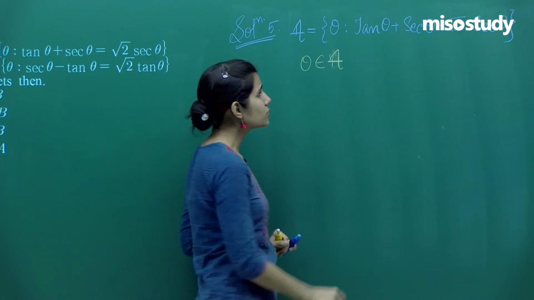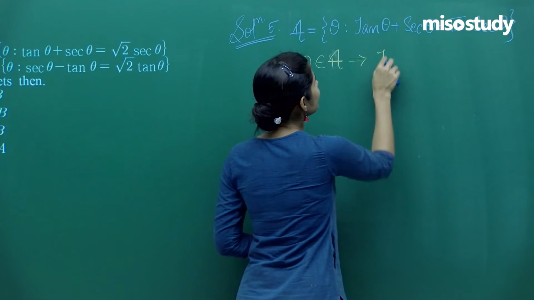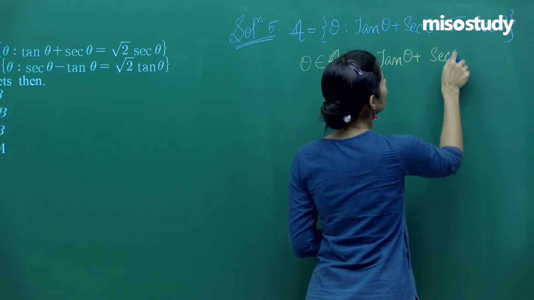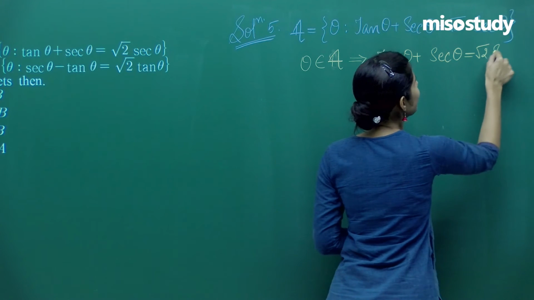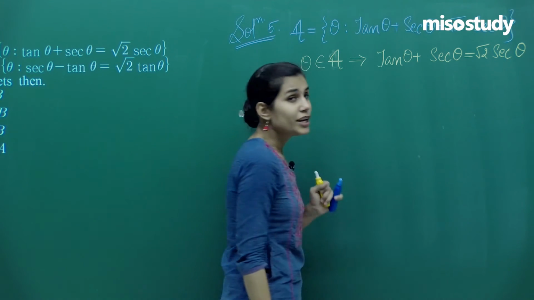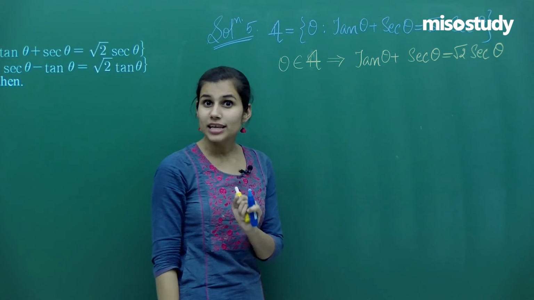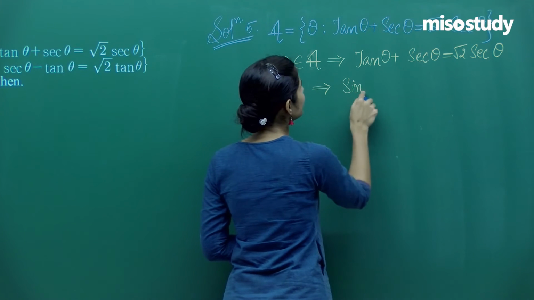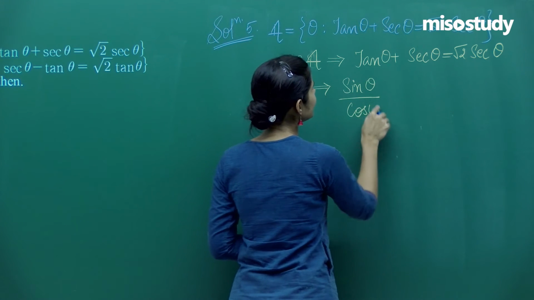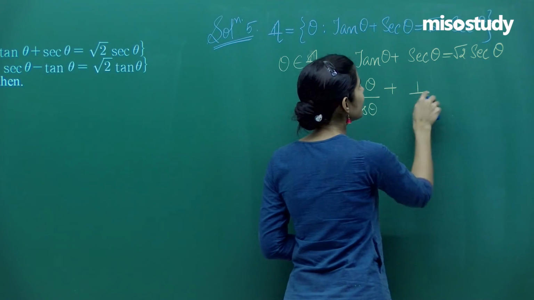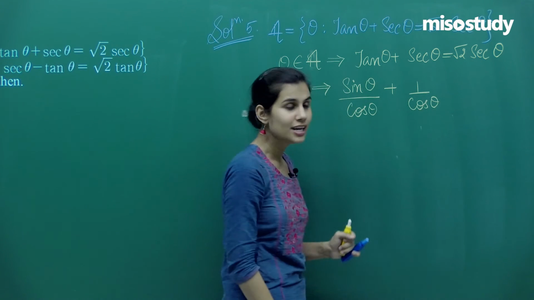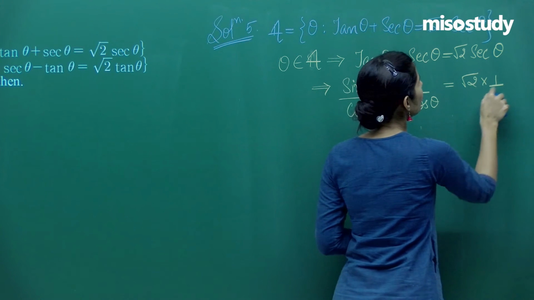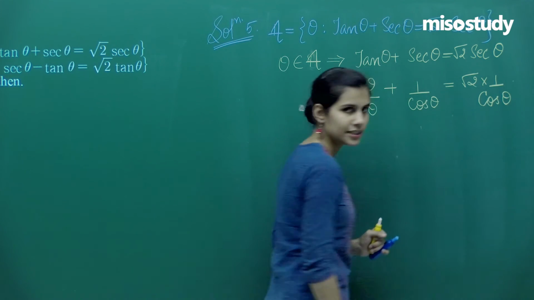If theta belongs to set A, this means tan theta plus sec theta is root 2 sec theta. We can convert tan and sec into sine and cos expressions. This implies sine theta upon cos theta plus sec theta, which is nothing but the reciprocal of cos theta, so this becomes 1 upon cos theta. This is equal to root 2 into 1 upon cos theta.